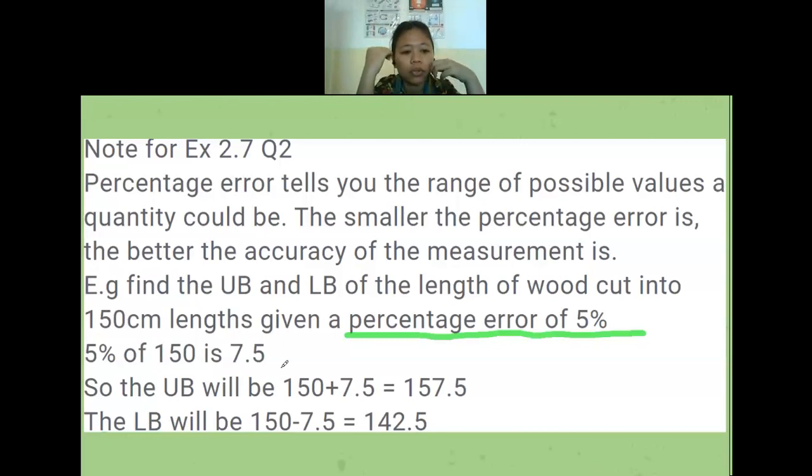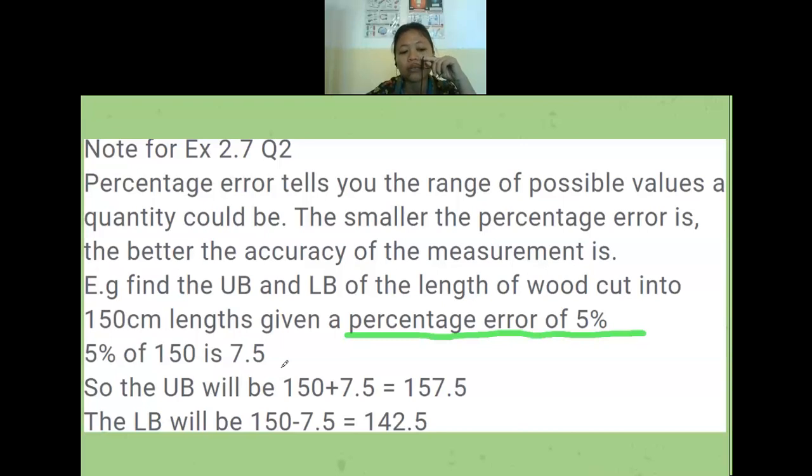Okay then. So in here we already have the percentage of error, and we have to find the difference between the number given and its upper bound. How do we find the percentage of error? In here we already have the number given, 150, and the percentage of error is 5%. So it means we need to find the value of 5% of 150. To find it, we just need to multiply 5% times 150. The answer will be equal to 7.5.